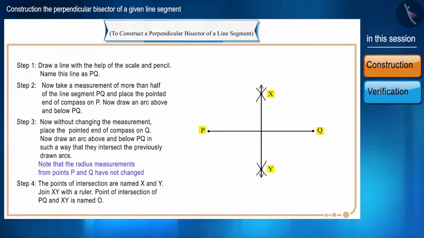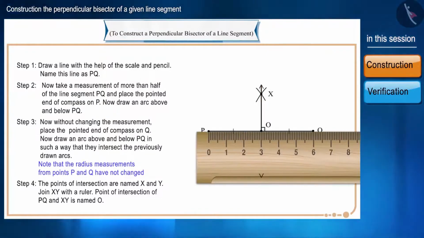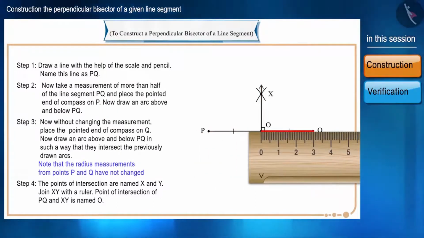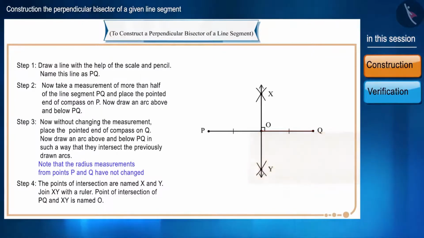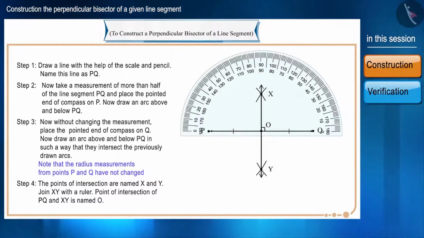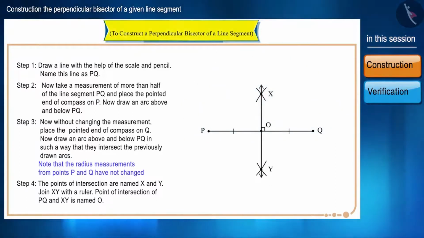And let's name the intersection point of PQ and XY as O. The point where the line XY intersects the line PQ will divide the line segment PQ into two equal parts, and XY will also be perpendicular to PQ. You can check the measurements of PO and OQ with the help of the scale, whether they are equal or not. Also, with the help of the protractor, we can check whether the angle formed is 90 degrees or not. So in this way, we constructed a perpendicular bisector of a line segment.